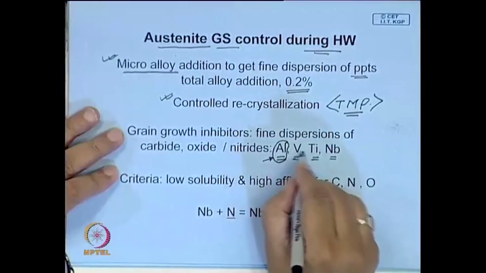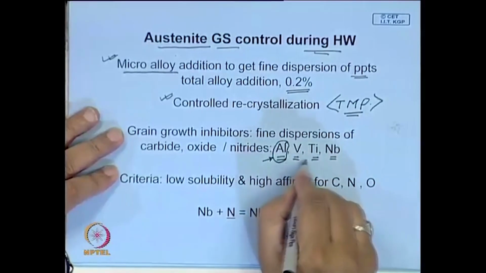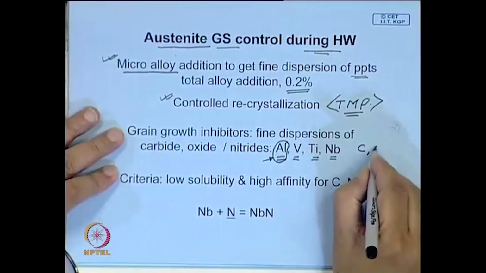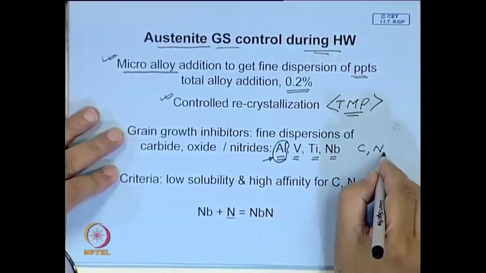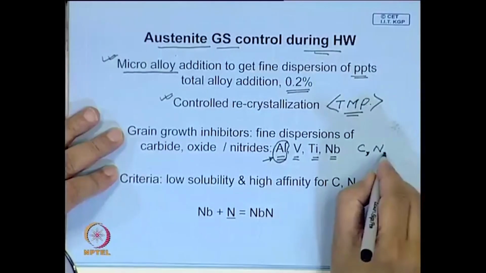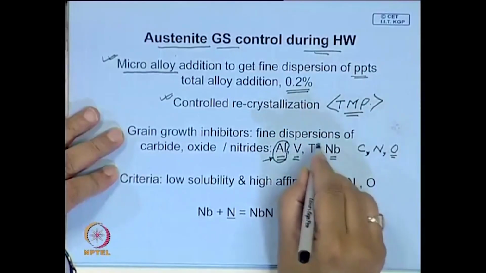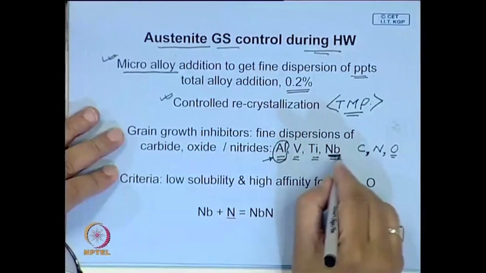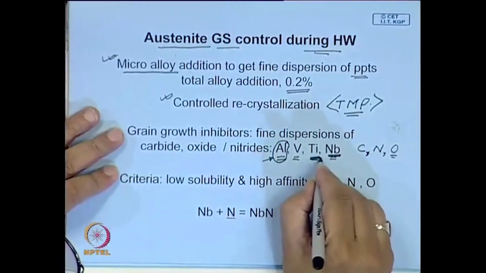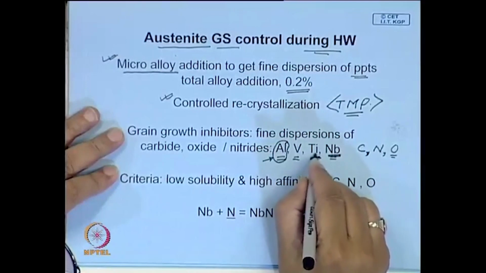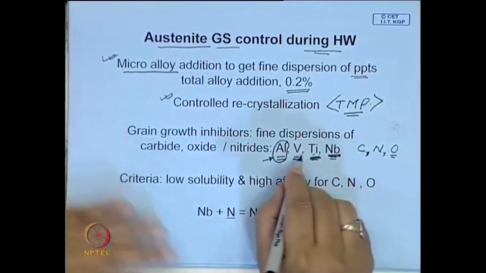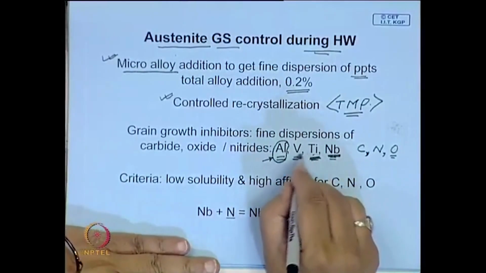Now, each of these elements has very high affinity for carbon, nitrogen and also oxygen. And these are very intentionally added elements. This niobium pins the grain boundary very effectively. Also titanium nitride, niobium nitride, vanadium nitride, they block these grain boundary movements.